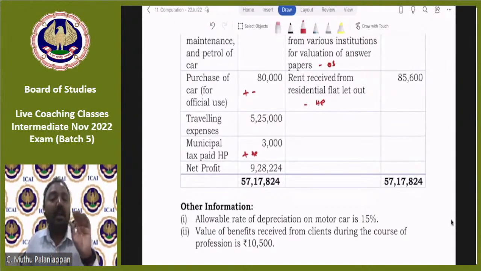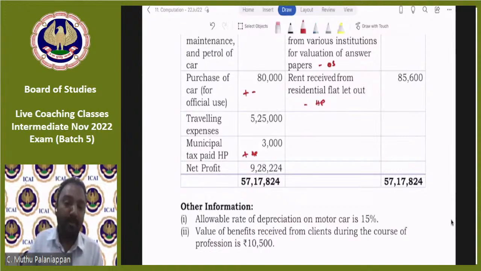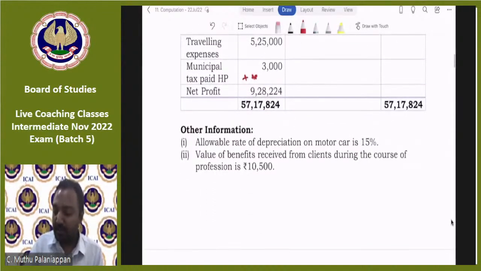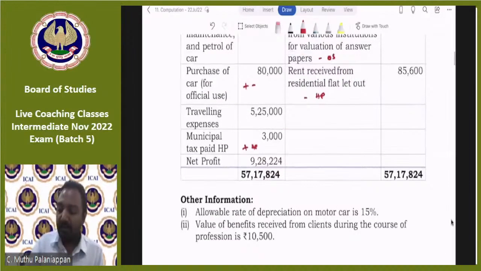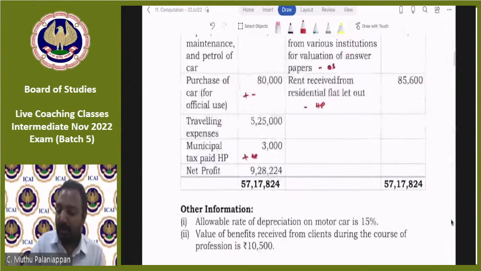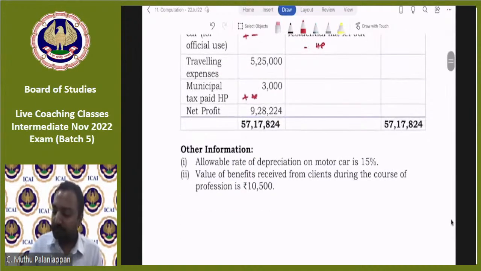So while reading, prepare yourself by marking with a pencil a small mark to say what you need to do while solving the problem. It is only to help you. It is okay to mark in a small manner in a question paper. Now there is allowable information, other information. They have given depreciation for motor car. We have already given here that we need to minus depreciation, right? So it's okay.